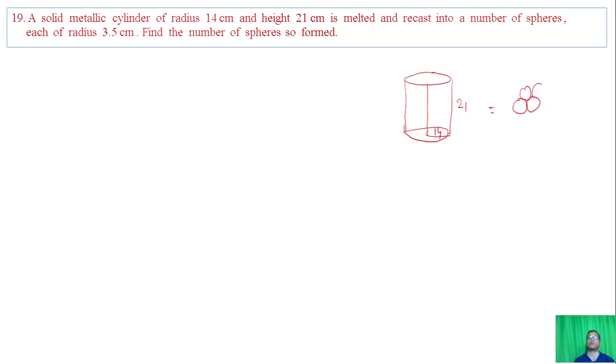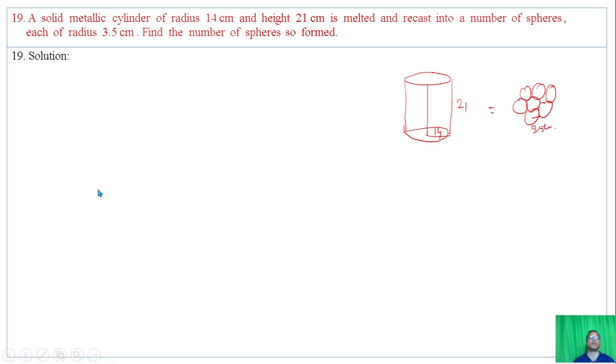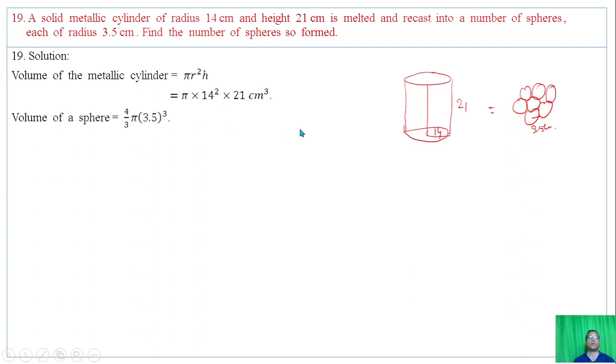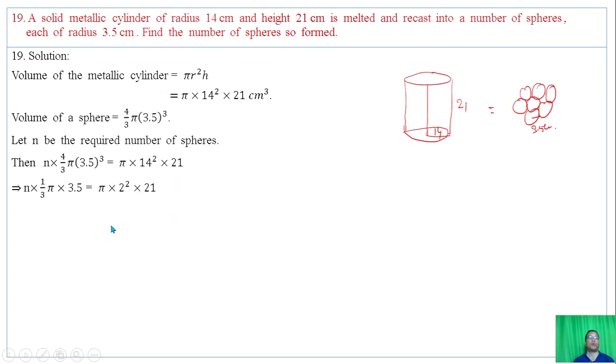The spheres are given a radius of 3.5 centimeter. Find the number of spheres. Volume of the metallic cylinder is pi r square h, putting the respective values, and volume of the sphere is 4 by 3 pi r cube. Let n be the required number of spheres. Then n into this equals the volume of the cylinder, from which we solve n. We get n equal to 72. Thus the number of spheres so formed is 72.